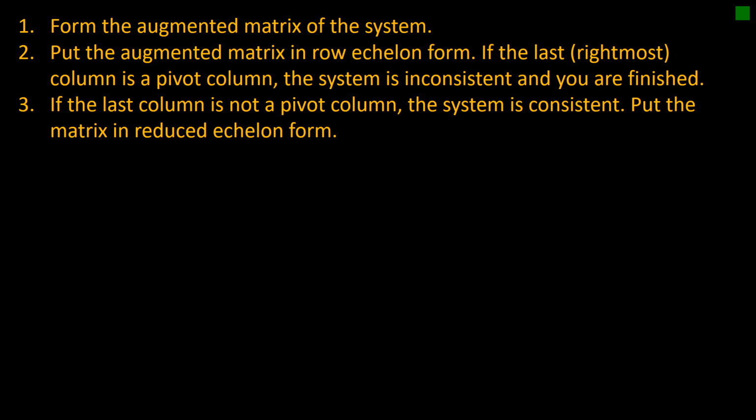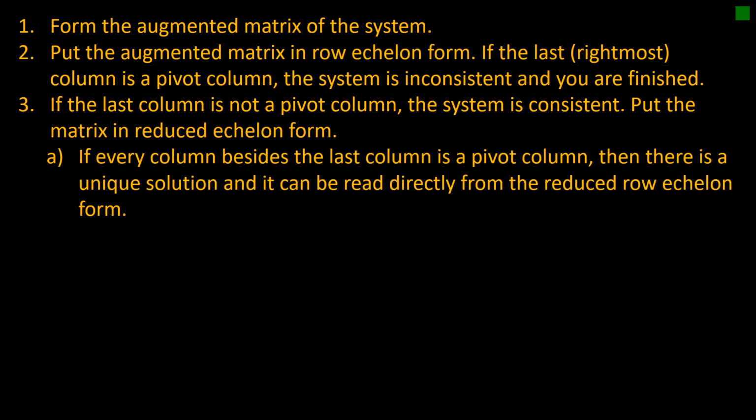If the last column is not a pivot column, the system is consistent. So go forward and put the matrix in reduced row echelon form. So finish it out and put it in reduced row echelon form. And what you'll find then is if every column besides the last column is a pivot column, then there is a unique solution. The solution set will have one point in it, one 5-tuple or one ordered pair or one ordered triple, whatever you're working with. There will be just one unique solution, and it can be read directly from that reduced row echelon form.